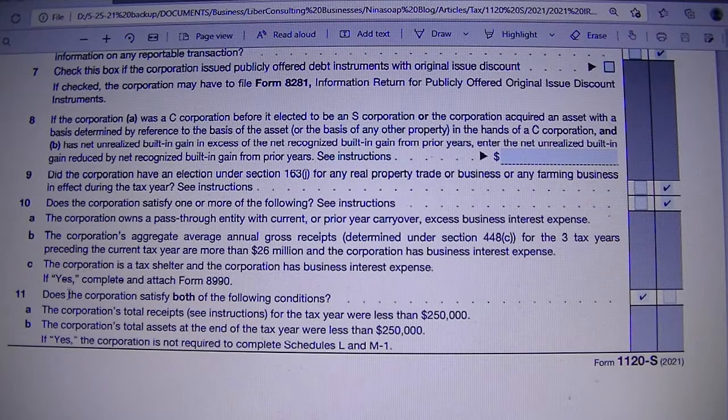And line 11, does the corporation satisfy both of the following conditions? The corporation's total receipts for the tax year were less than $250,000. The answer is yes. The corporation's total assets at the end of the tax year were less than $250,000. The answer is yes. If yes, the corporation is not required to complete Schedules L and M-1.